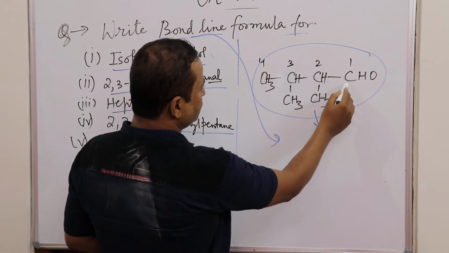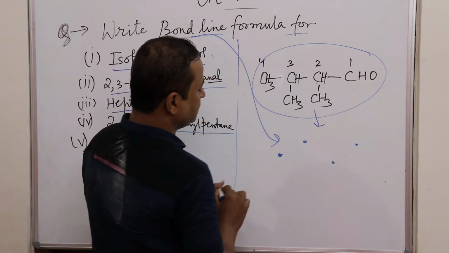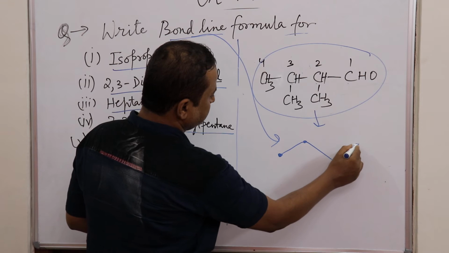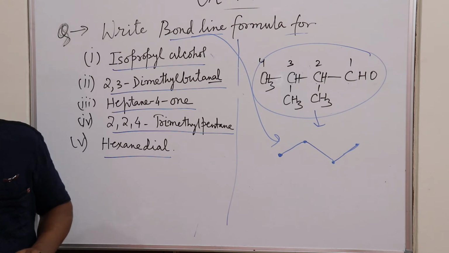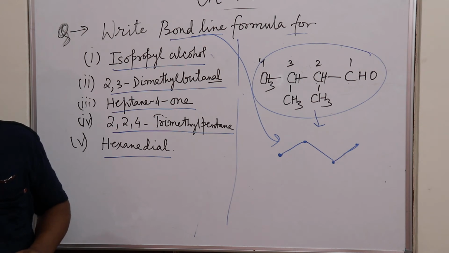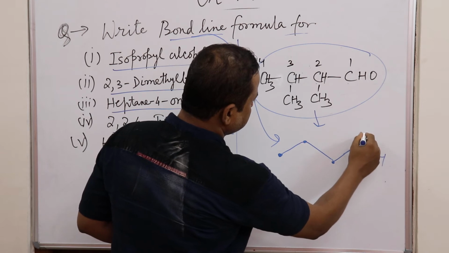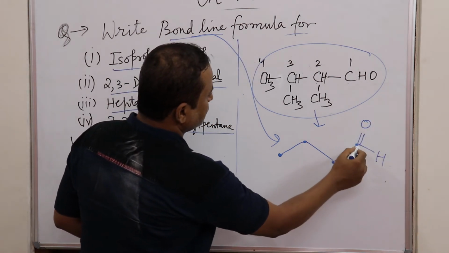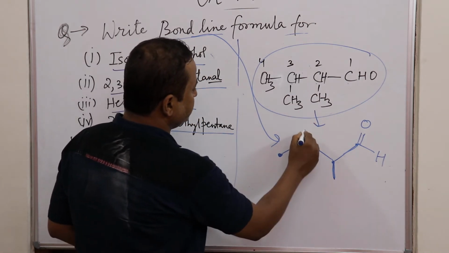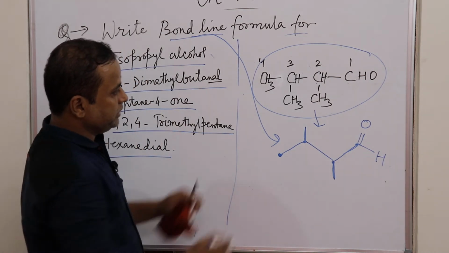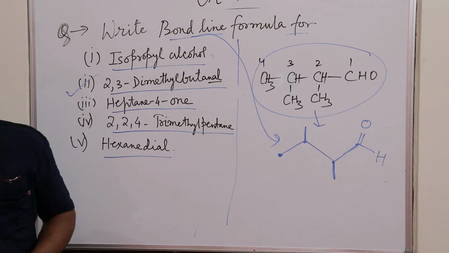How? Simple, as I have told you, 1, 2, 3, 4, in a zigzag fashion you make dots. The dots represent carbon, you join them, and here the CHO group, that is the aldehyde group, we have to write there. Now aldehyde means CHO, that is C double bond O and H. We can write it like this, and at the 2 position, one methyl group. Methyl groups are shown by drawing a line like this, and at the 3 position there is one more methyl group. So this is the bond line formula of 2,3-dimethylbutanal.